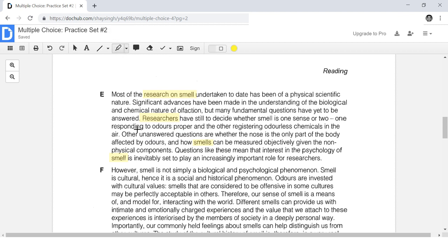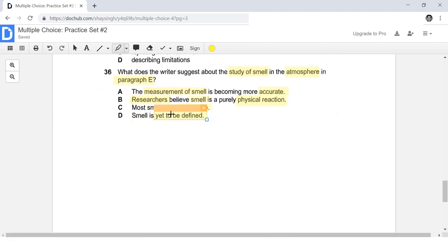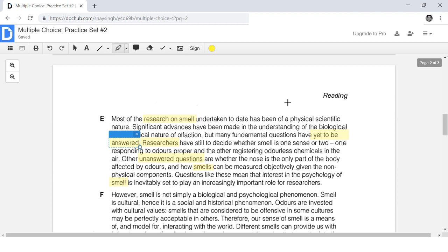Here it says something about unanswered questions. Here it says yet to be answered. I remember that these were our keywords because here it said yet to be defined, and that is just synonym language for yet to be answered, yet to be explained, or yet to be understood. All of those are synonyms. So it says something about yet to be answered. Then here it uses another type of synonym language: unanswered questions. And then here it mentions again more stuff about questions.